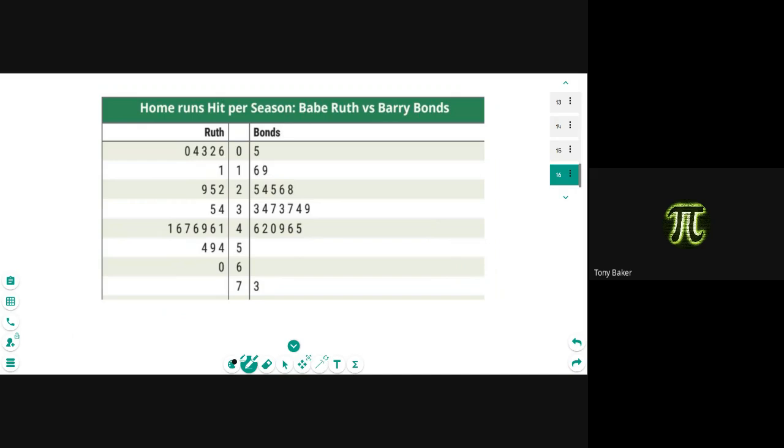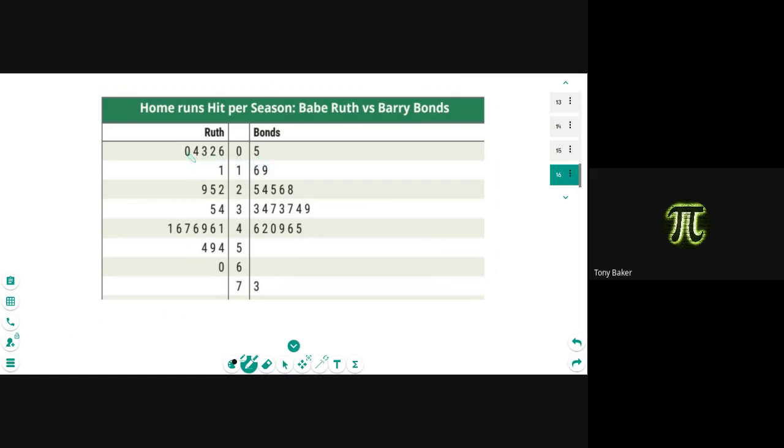I only show this to show you the back-to-back. Also, the very first one for 0, there's a 0 on Ruth's side. Is that 0-0? Yes, because he had a season with no home runs. So then Bonds went one season while Ruth did.